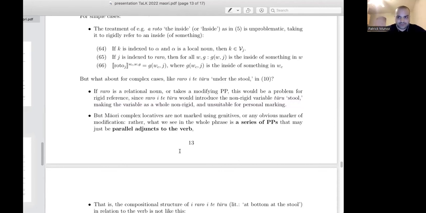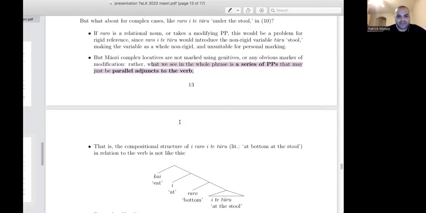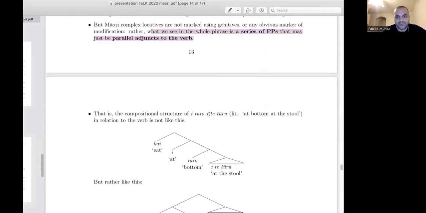What I want to say, and this is somewhat of a speculation, is that in these complex prepositional phrases in Maori, you don't get modification or genitives between below and stool. What you have instead are just parallel adjuncts to the verb that stack one after the other. So if you look at a Maori phrase like i raro i te turu, what that literally means is at, below, at the stool. In other words, from the flat structure, you cannot see any subordination of one to the other, which means it's possible that these are just parallel adjuncts, both of which modify the verb like eat, right?